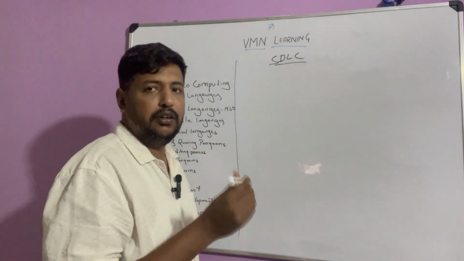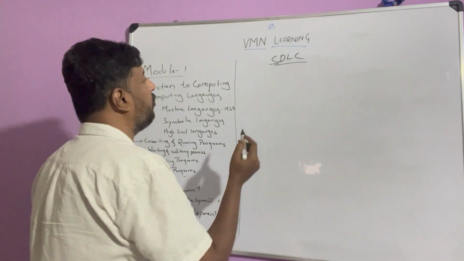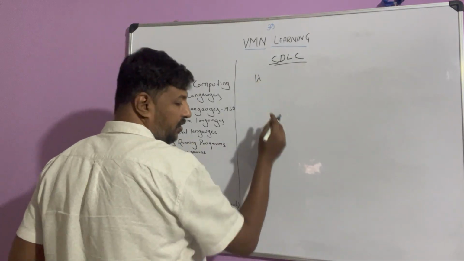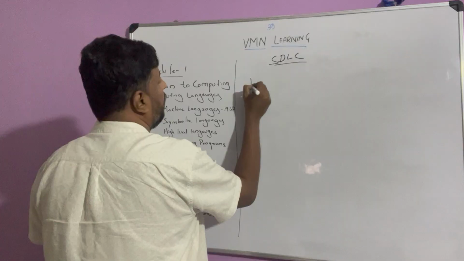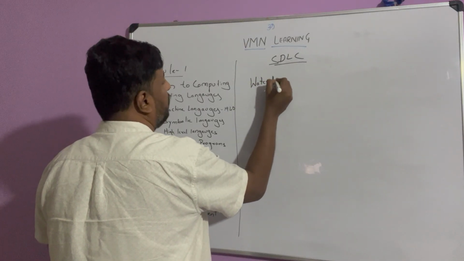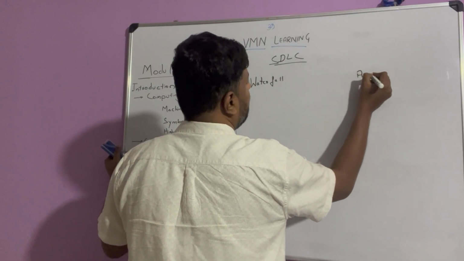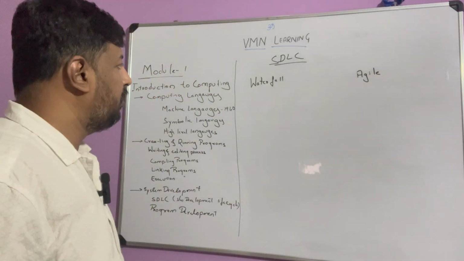In SDLC, we are going to talk about two methods. There are many methods, but we are going to talk about only two. One is the waterfall method. Another one is the agile method. What is the waterfall method?